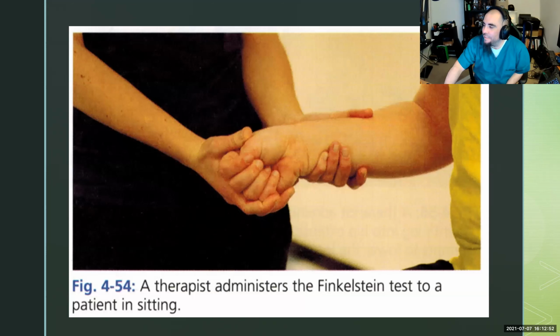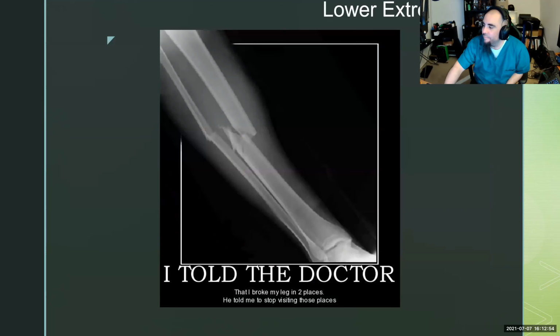In that case, the therapist is doing it, but most of the time we have the patients do it. I always like this because we're talking about the lower extremity now. Told the doctor I broke my leg in 2 places. Told me to stop visiting those places. No? Okay, John got it.